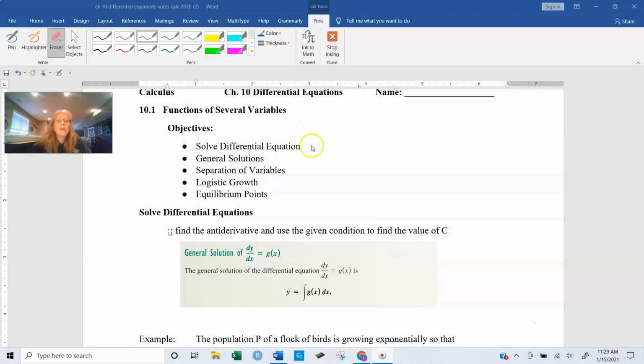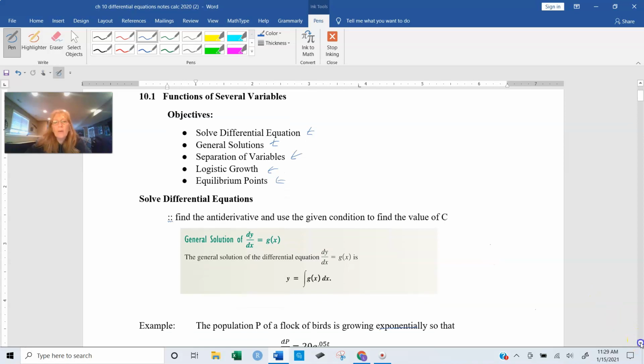All right, so we're going to solve differential equations. We've done this already, so it's just kind of a review. We're going to talk about a general solution. We're going to separate variables. This should be new to us. A logistics growth, which actually requires a higher calculator than you use. We'll be doing just a little bit with this. And equilibrium points.